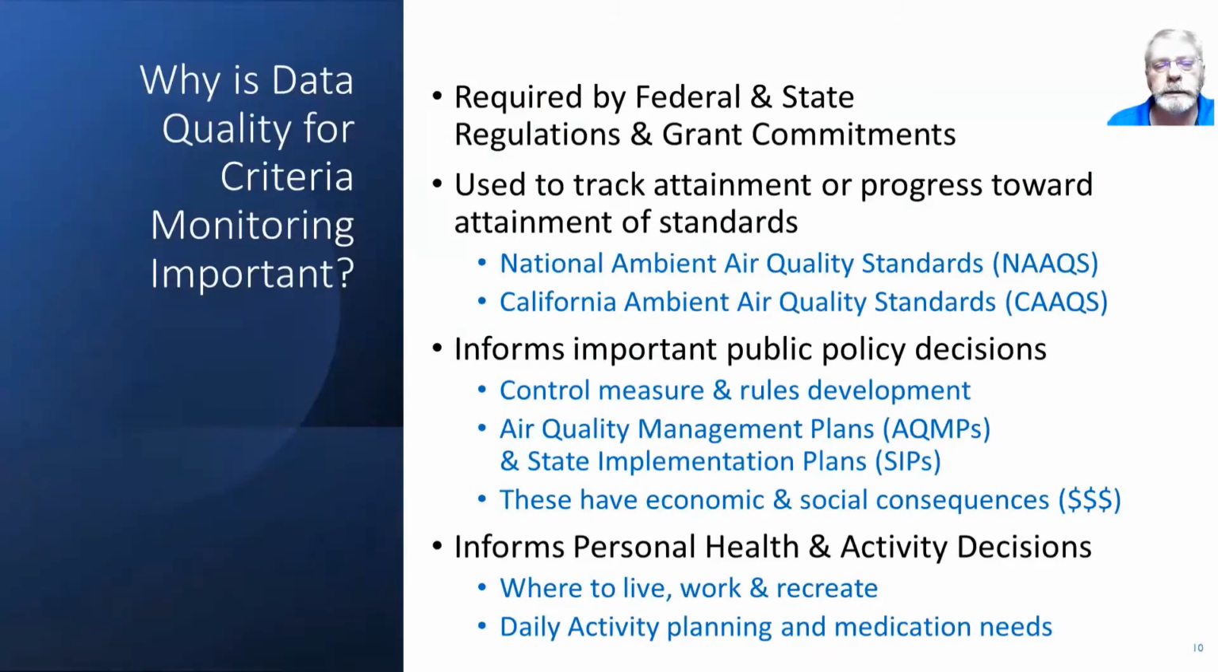For example, the cost of implementing the 2016 South Coast Air Quality Management District's Air Quality Management Plan is estimated to be approximately $1 billion per year to attain the federal standards for ozone and PM2.5 by their respective deadlines. This data also informs personal health decisions, such as where to live, where to work, and where to recreate.